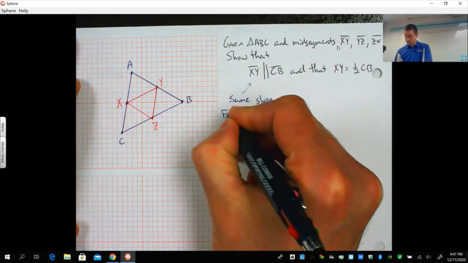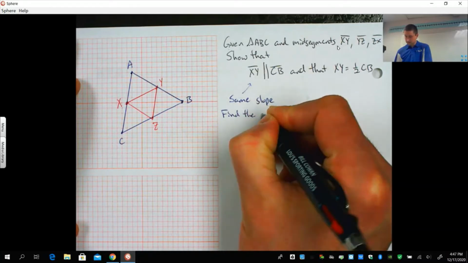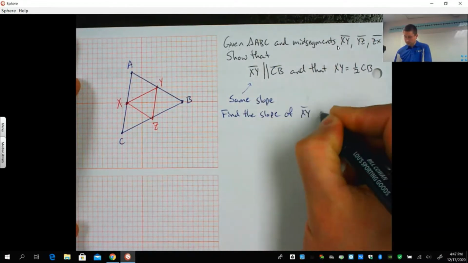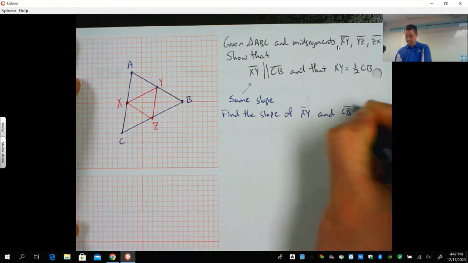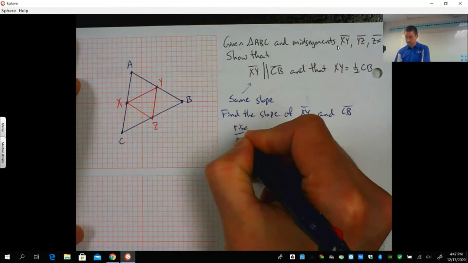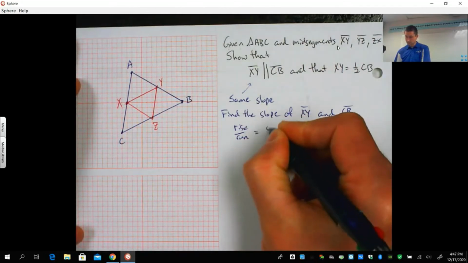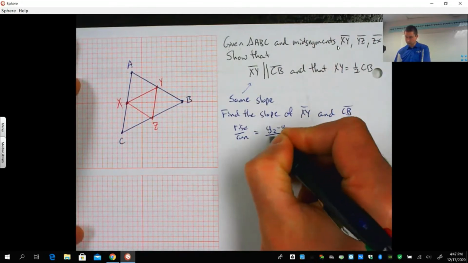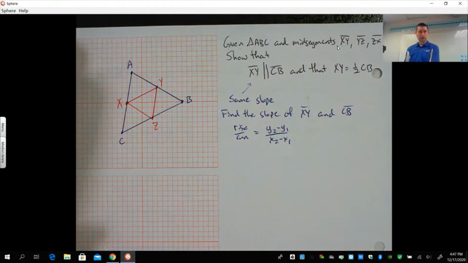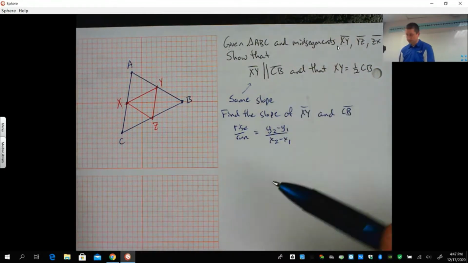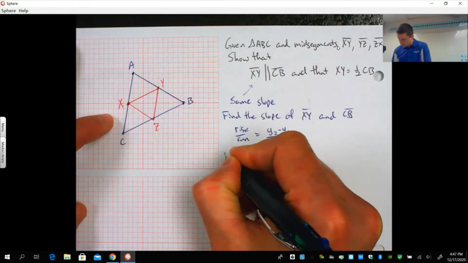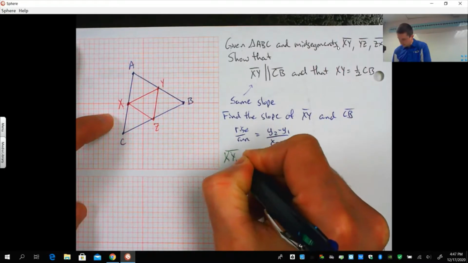So we need to find the slope of XY and CB. Okay, and we can use rise over run, or our slope formula is y2 minus y1 over x2 minus x1. I usually just use rise over run in this case. I have a diagram, I have the points. So the slope of XY, so I'm going to write it like this, XY slope, m for slope.